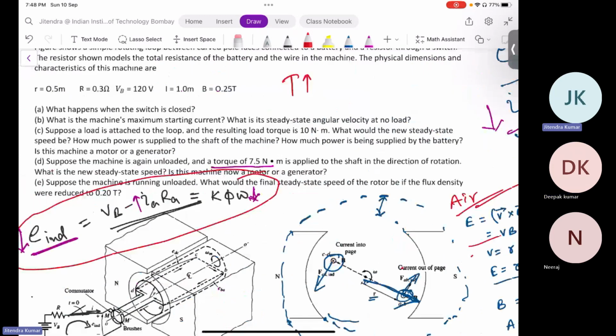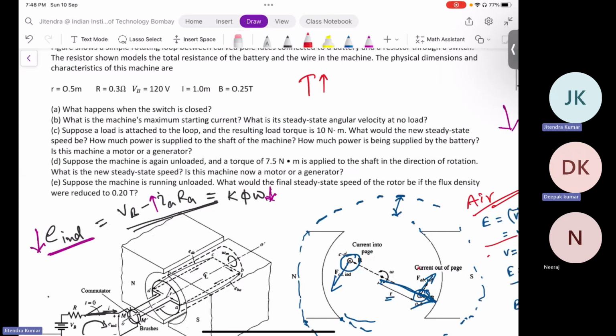So now coming back to the final part. This is very interesting. Suppose the machine is running unloaded. What would the final steady state speed of the rotor be if the flux density was reduced to 0.2 Tesla? Now flux density is manipulated here. So how will you proceed for this part? You have to let me know.